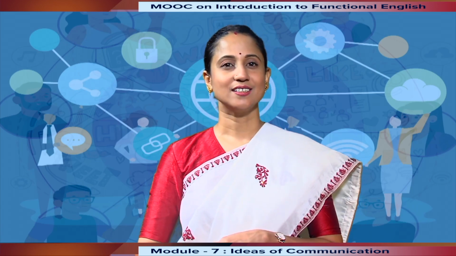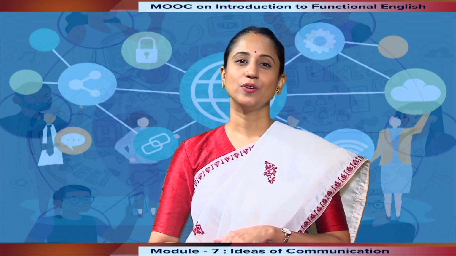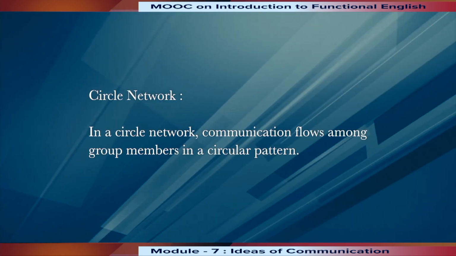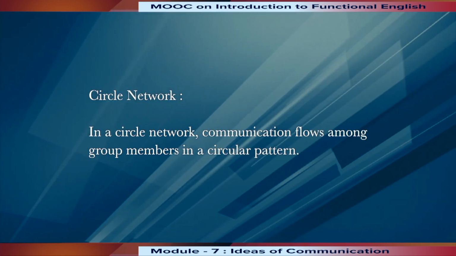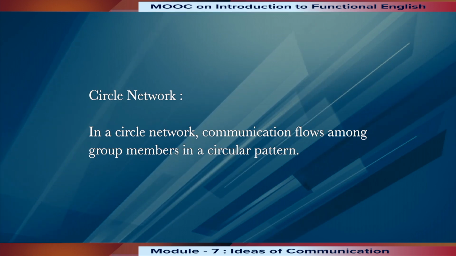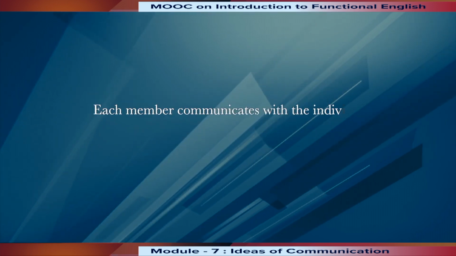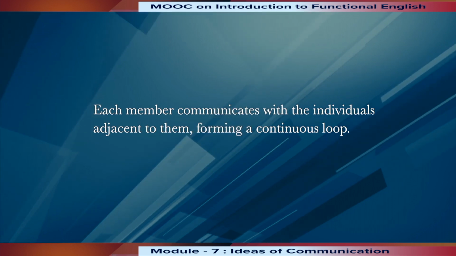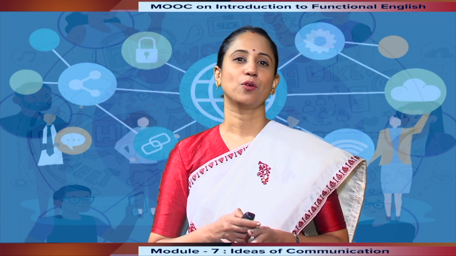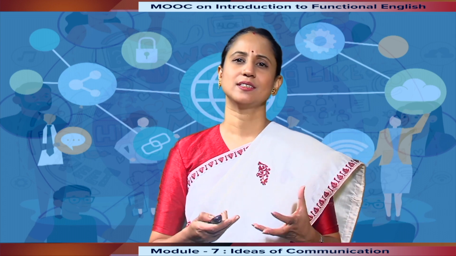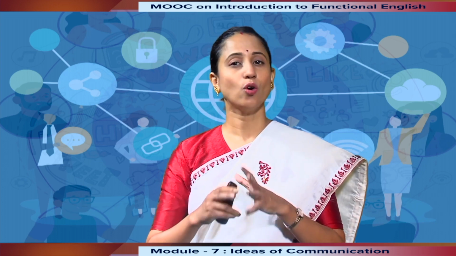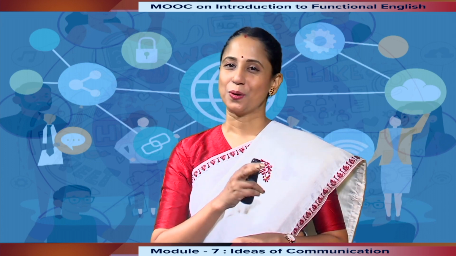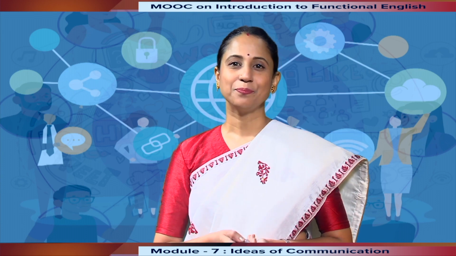Now let us discuss the next network, which is the circle network. In a circle network, communication flows among a group of members in a circular pattern. Each member communicates with the individuals adjacent to them, forming a continuous loop. This type of network encourages equal participation and collaboration among all members. Again, let us discuss this network with an example.